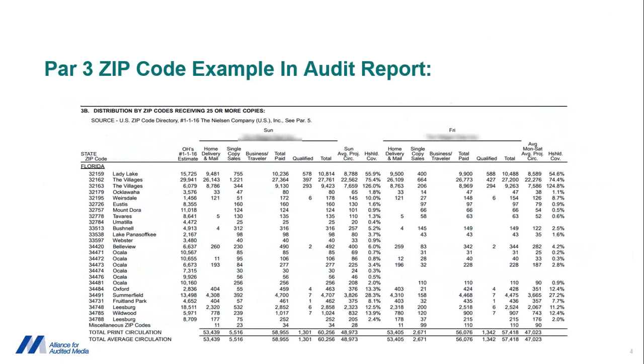So what I did, I took a copy of a paragraph 3 from an audit report. And what you're going to see is it's going to have the zip code, the city or town associated with that zip code, household information, which I'm going to get into in a little bit here. And also this publication, if you notice, not only did they break out total paid and the qualified distribution, but they broke out details. They broke out what the total paid home delivery mail is, single copy sales. So they took advantage of breaking out the details.